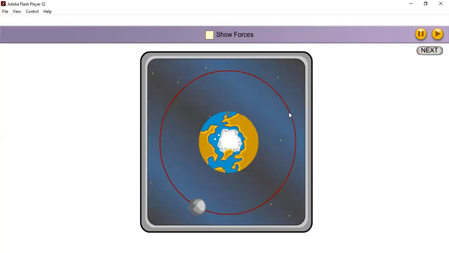Okay, so same thing. When it's moving, there will be an attractive force. Earth exerts a force on the moon. The moon also exerts a force on the Earth. So that means both of them are in opposite directions but have the same magnitude.